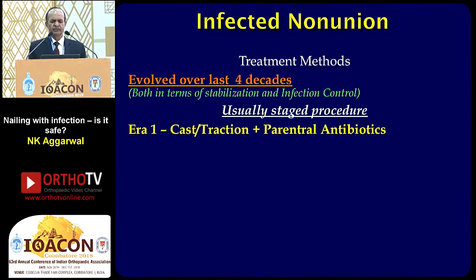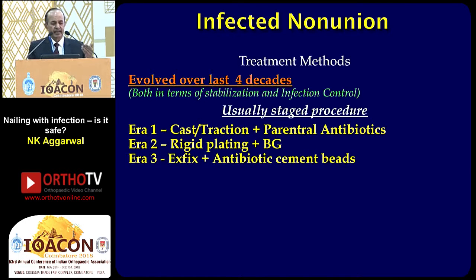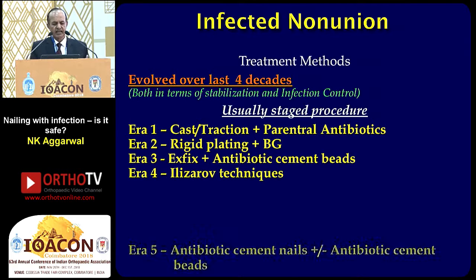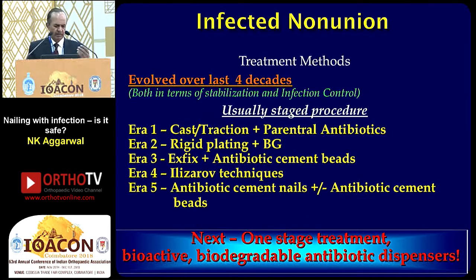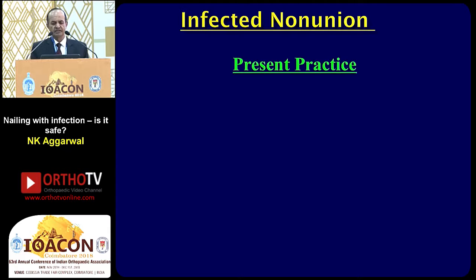Era 1, about 50 years back, it was cast and traction to control infection, parenteral antibiotics, and then supplementation with stabilization with cast. And then there came an era of rigid plating with bone grafting. Then came an era of external fixation with antibiotic cement beads, and then Ilizarov techniques or various external fixation techniques. And the latest is antibiotic cement nails with or without antibiotic cement beads, and now the biodegradable antibiotic dispenser, and that makes the treatment one-stage treatment with reduced morbidity, and this is the future, and this is almost the present at this time.